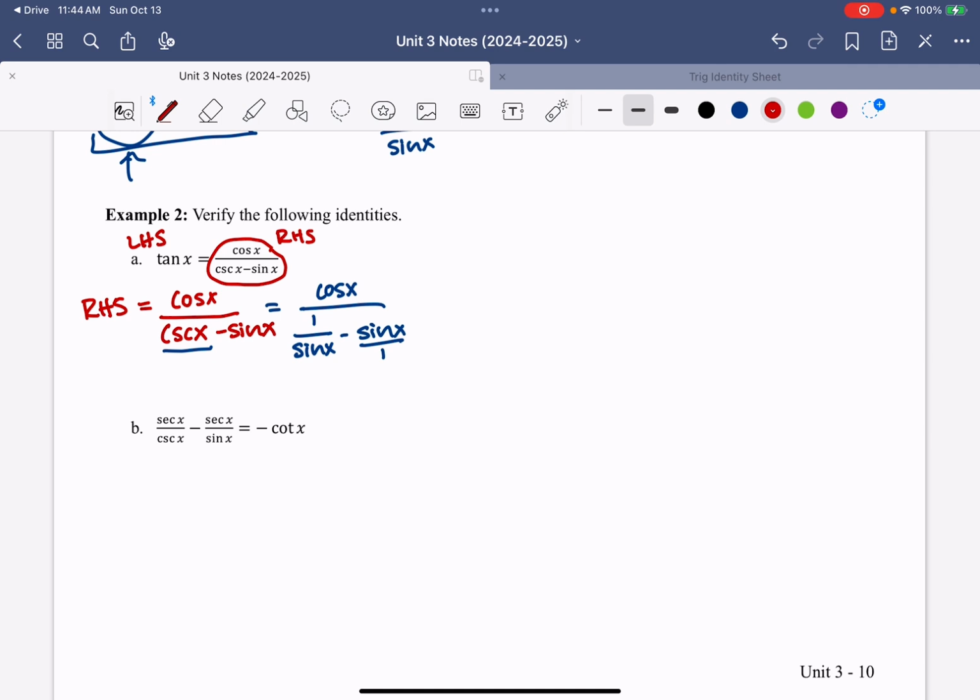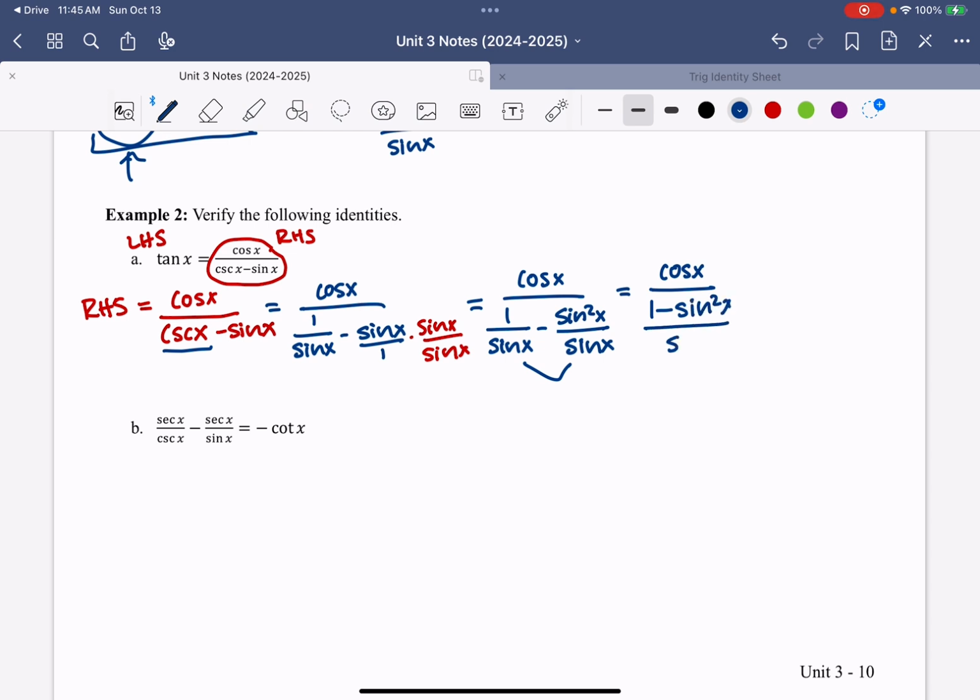So it looks like my common denominator would be sine. So to get my second term to have a denominator sine, I'm going to have to multiply by sine of x over sine of x. So when I do that, I still just have my cosine of x in the numerator. In the denominator, I'm going to have 1 over sine x. And then I'm going to subtract, I have a sine squared x over sine x. Okay. From here, since I have a common denominator with these two terms, I can go ahead and combine this into one term. So I'll have cosine of x over 1 minus sine squared x over sine x.